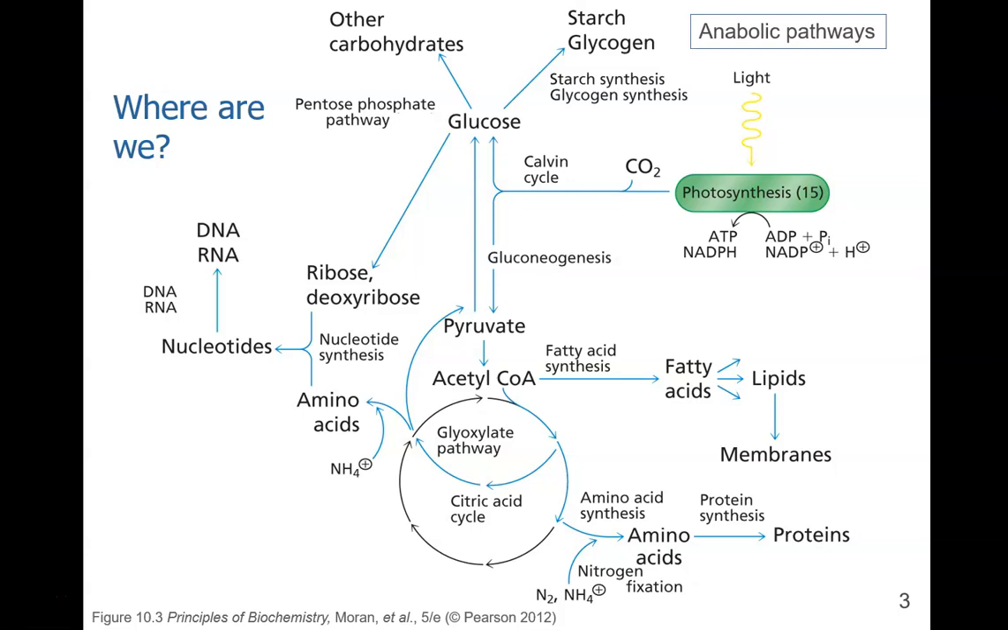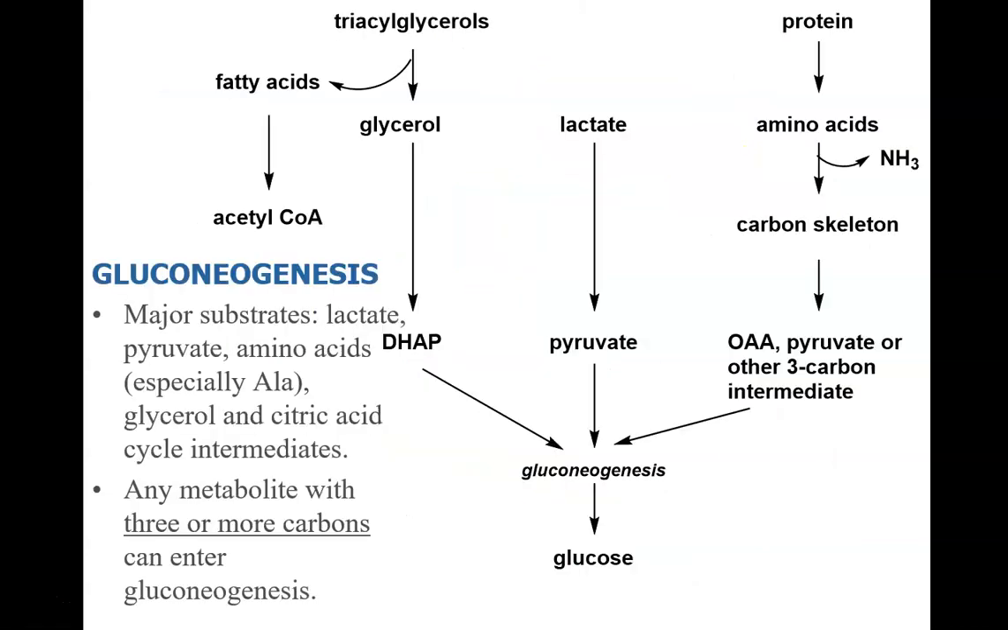So in the where are we section, gluconeogenesis is here. Essentially we'll go from pyruvate to glucose. Remember, glycolysis was glucose to pyruvate, so we're going to go in the opposite direction. Pyruvate to glucose, that's gluconeogenesis. So how do we get to pyruvate? There are different ways we can get to pyruvate, and if you can get to pyruvate, you can get to glucose through gluconeogenesis.